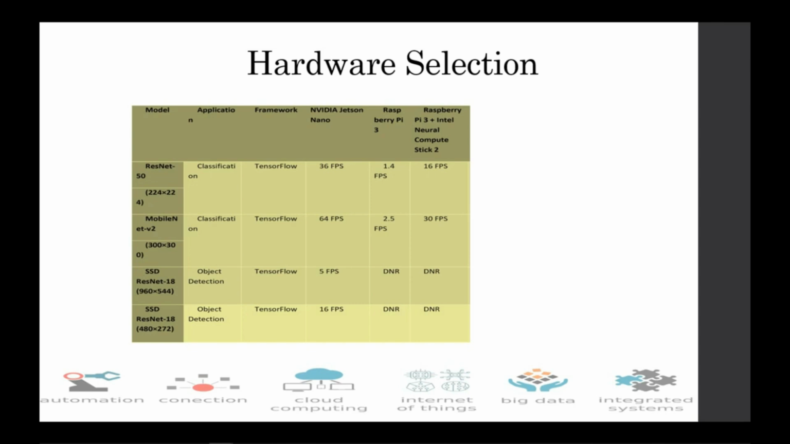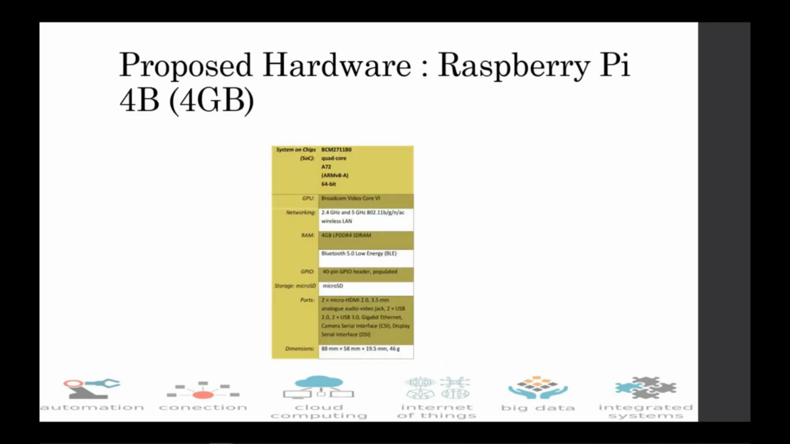Proposed hardware: I chose the Raspberry Pi 4, and here are some technical specifications. It has got a quad core A72 system on chip. The GPU is Broadcom VideoCore VI, which is pretty much customized for machine learning operation, with the networking option of 2.4 gigahertz to 5 gigahertz 802 wireless LAN. It has 4 GB RAM with the Bluetooth interface. So this is very useful for robotic operation in IoT applications.